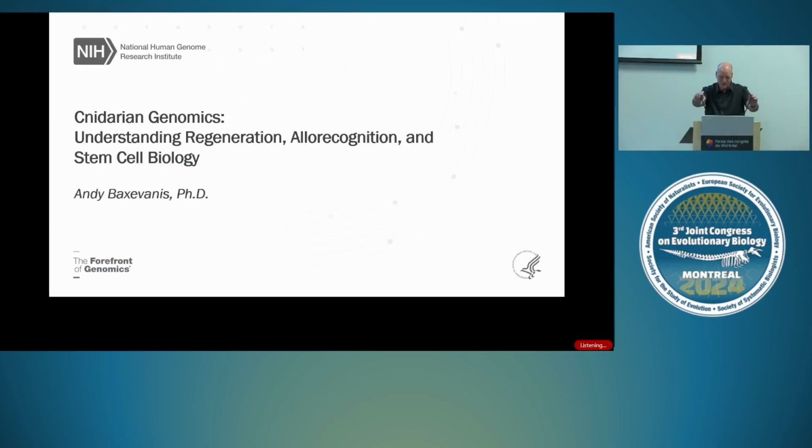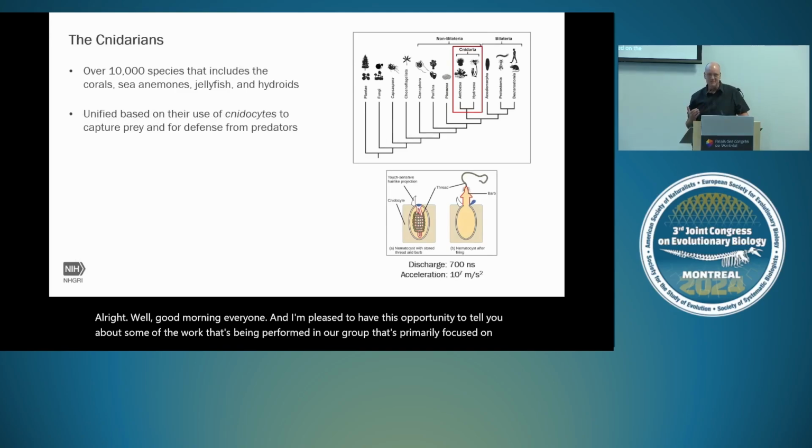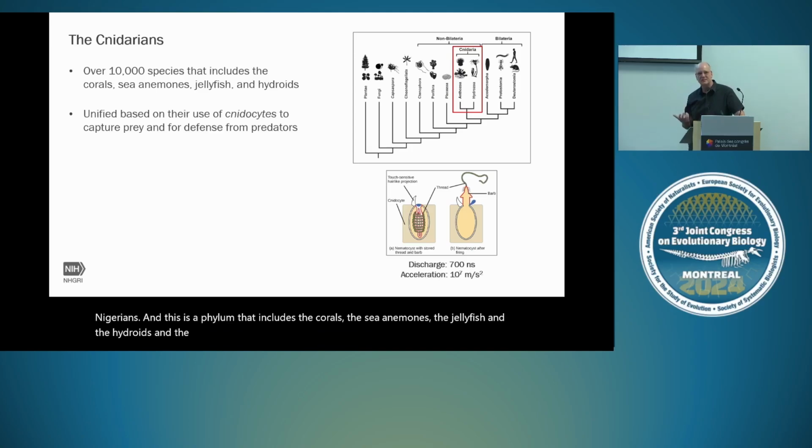All right, well, good morning, everyone, and I'm pleased to have this opportunity to tell you about some of the work that's being performed in our group that's primarily focused on the cnidarians. This is a phylum that includes the corals, the sea anemones, the jellyfish, and the hydroids. The distinguishing feature that unifies all of the members of this phylum is that they possess cnidocytes, which are specialized stinging cells that they use to either ward off enemies or to capture prey.